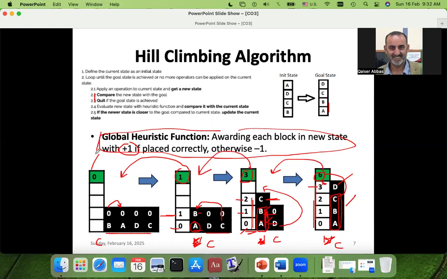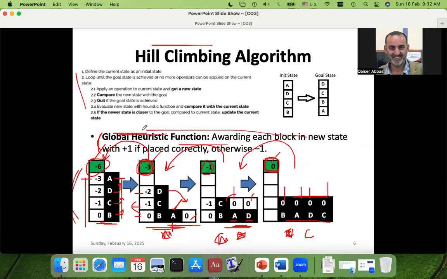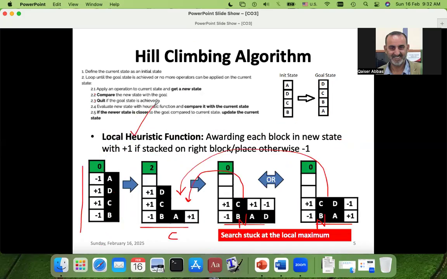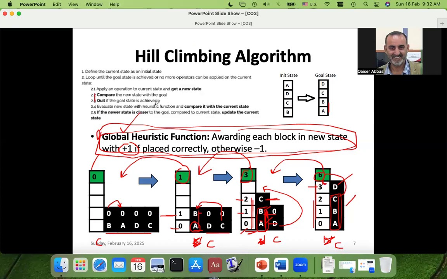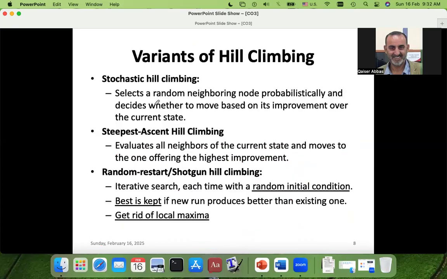Maybe I should revise this statement. I will write it with respect to these movements, and then it would be okay. It would be easier to understand. Otherwise, it is mixing with that previous local heuristic function.